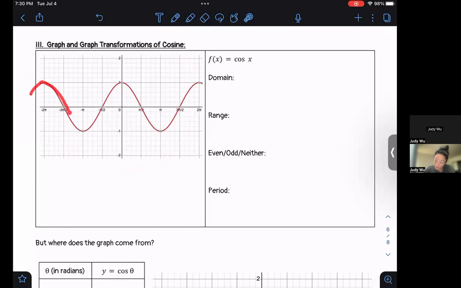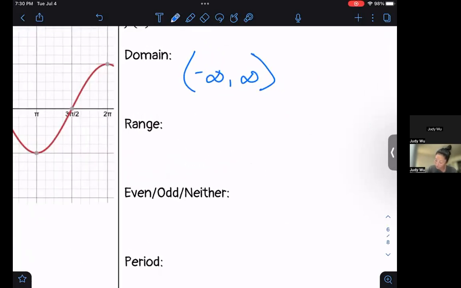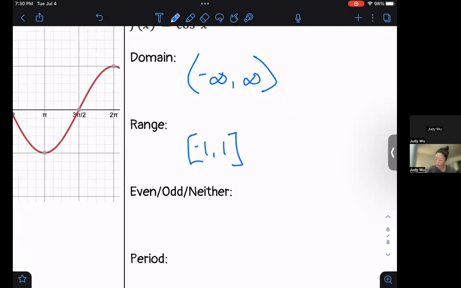Now, just like before, these waves come up and down, and they keep going in both directions, all right? That means our domain here is negative infinity to infinity. That's still the same. Now our range, I still see that the lowest point is at -1 and all of the highest points are at +1. So my range is still going to be -1 to +1 with the brackets, okay?